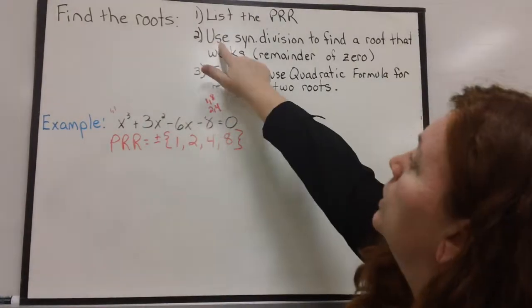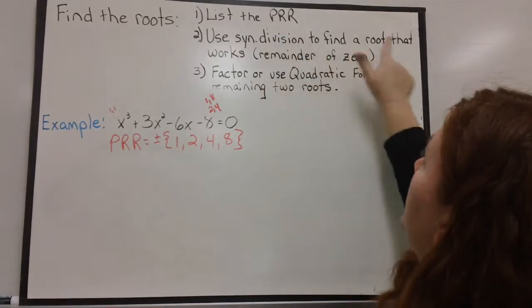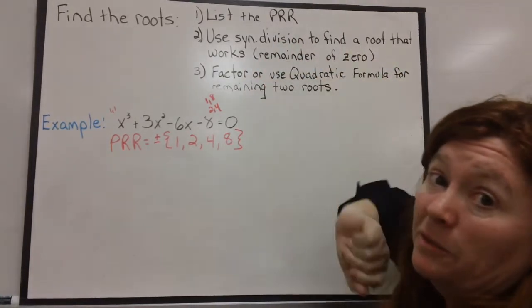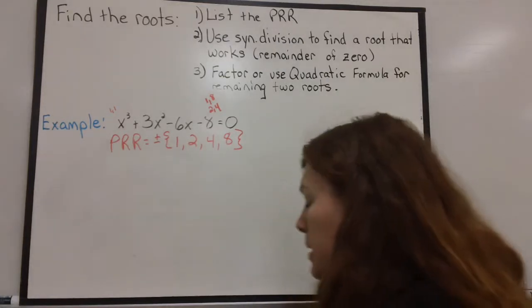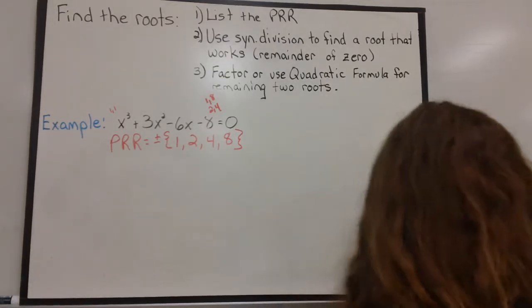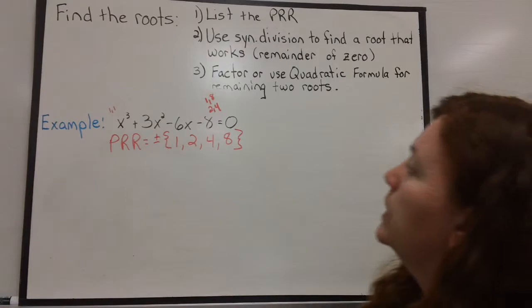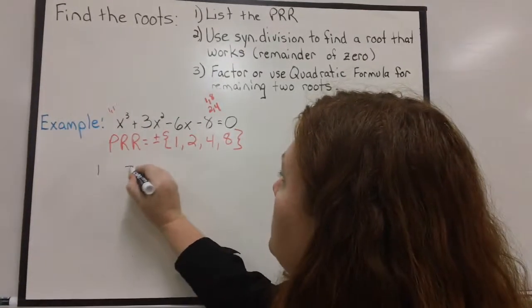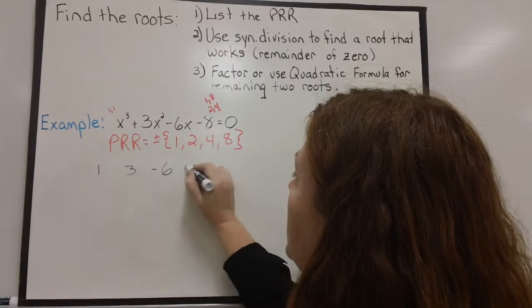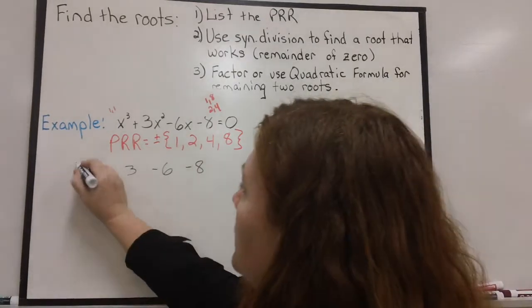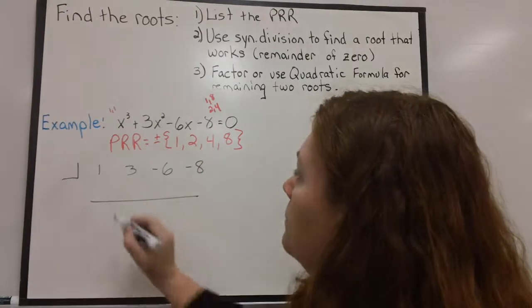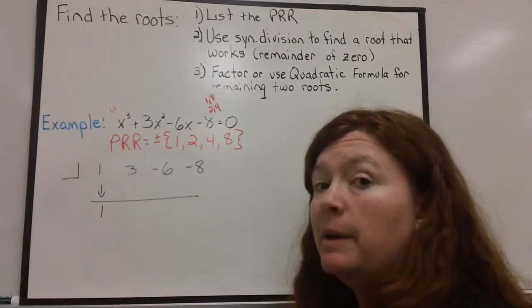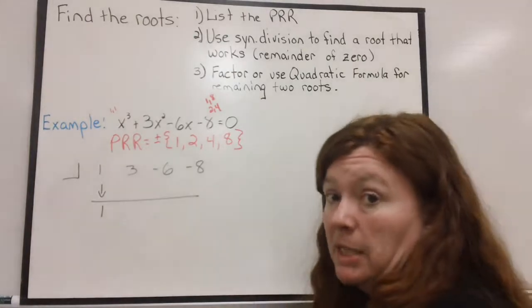Now, step 2. Use synthetic division to find a root that works. Hint, we're looking for a remainder of 0. All right? So, synthetic division means that I am going to use the coefficients 1, 3, -6, and -8. I'll bring down the first one, set it all up. And now I'm going to pick a number from my list of what's possible.